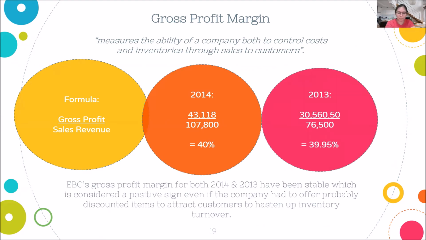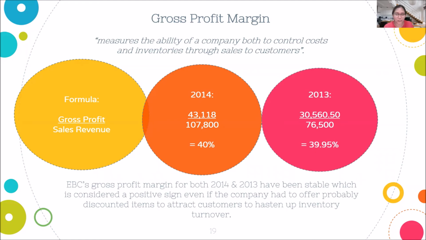Kasi ito class yung kapag nagpapatong tayo, ilang percent ba ang pinapatong natin. So something like that, no? Gross profit margin for both 2013 and 2014 have been stable, which is considered a positive sign even if the company had to offer probably discounted items to attract customers to hasten up inventory turnover. So ibig sabihin, yung margin mo, kung halimbawa meron kang 100 pesos worth of inventory, then you will resell it at 140 because your aim is to have a gain of at least 40% or a revenue of 40% before deducting any expenses.